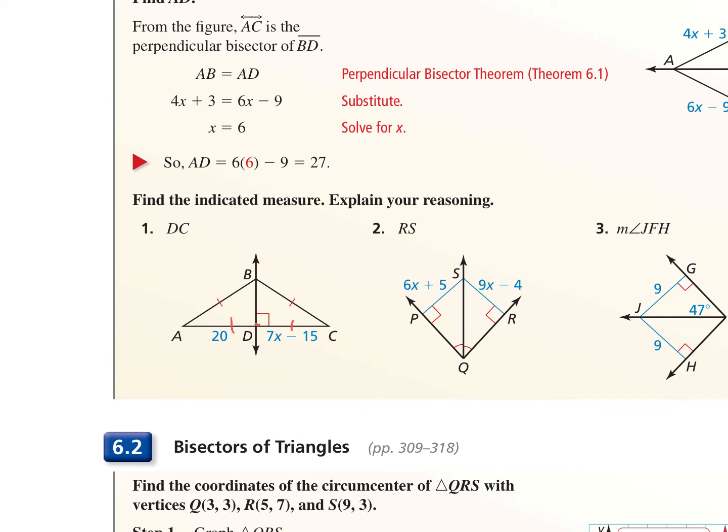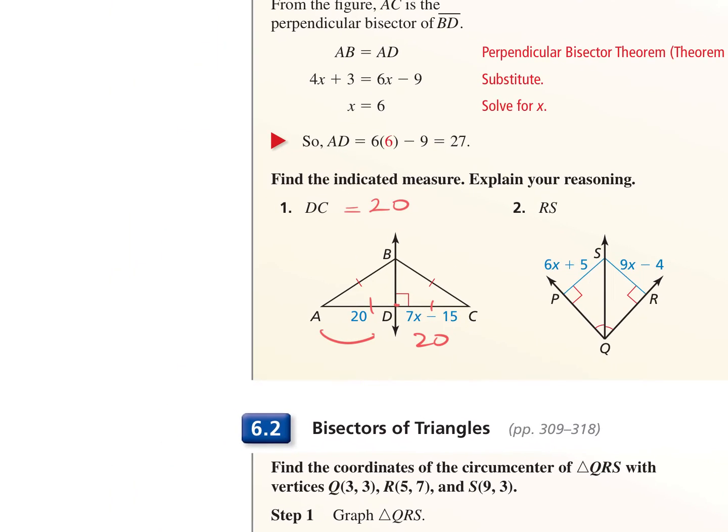Now, this question did not ask me to find x. It just asked me to find DC. So if AD is 20, so is DC. This one really didn't involve any work. Now, if the question on the test says instead, find the value of x, then you would have had to set 7x minus 15 equal to 20.